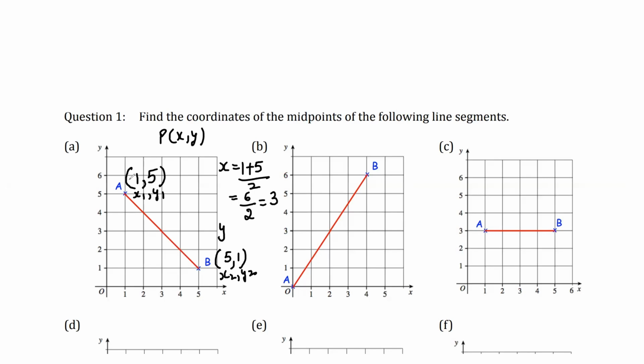Similarly, to find the value of y, y equals y1, which is 5, plus y2, which is 1, over 2, which is again 6 over 2, which equals 3. So the midpoint, which is P, is (3, 3). That means this is the midpoint, which is (3, 3). So this is how we can solve the question where they have given us the graph, but not the coordinates of points A and B.